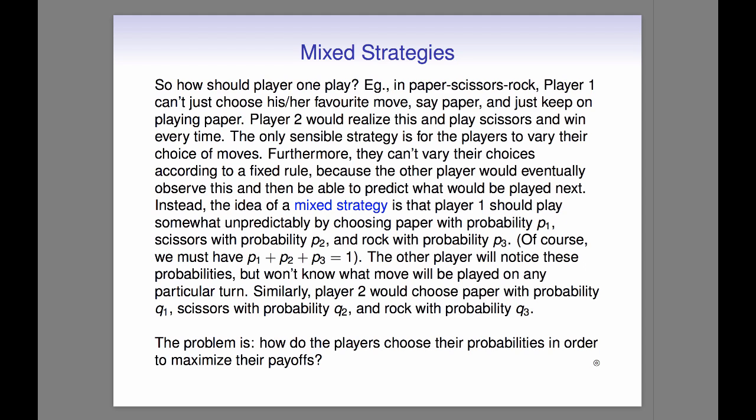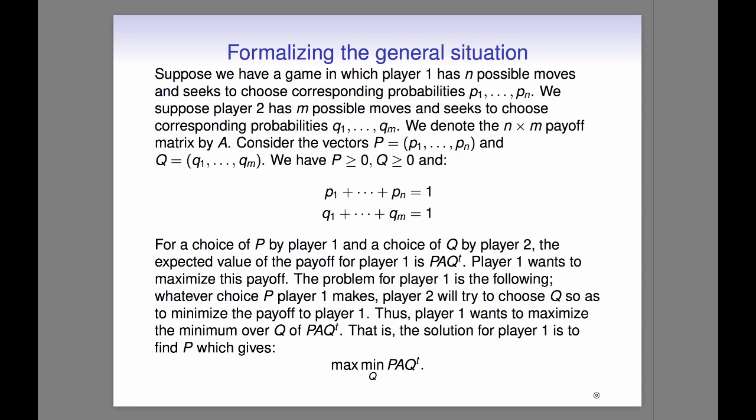So the problem is, how do the players choose their probabilities in order to maximize their payouts? And we're going to formalize this as a mathematical problem. And let's assume that there are n possible moves for player 1 and m possible moves for player 2, and let the probabilities that we choose for player 1 be denoted P1 to Pn, and for player 2 Q1 to Qm. And of course, the probabilities each have to sum to 1.